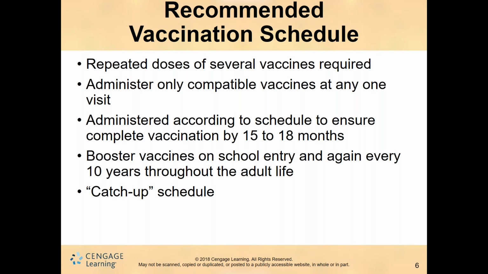And trying to stick to that schedule is rather important, because then they'll complete their vaccination in time and they'll be protected when they should be protected from those different diseases. Booster vaccines on school entry, and again every 10 years, should occur throughout adult life. And then if kids do get behind, there is a catch-up schedule, and I would talk with your provider about what that would look like in particular cases.